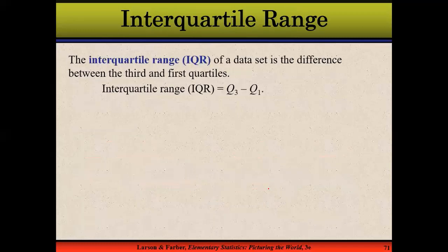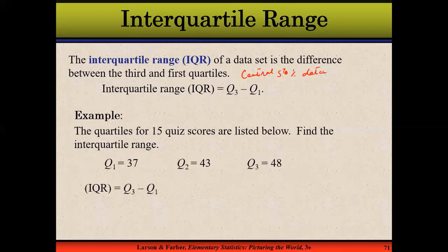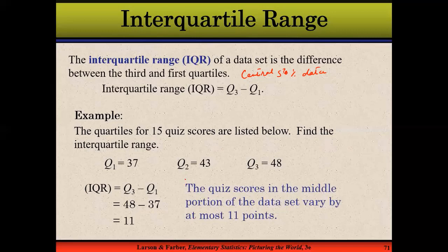So the interquartile range, which is Q3 minus Q1, shows you the central 50% of the data set. Okay, so if you subtract Q1 from Q3, the answer that you get is 11 in this particular example, and 11 can be interpreted as the central 50% of students' scores. The quiz scores in the middle portion of the data set vary by at most 11 points.